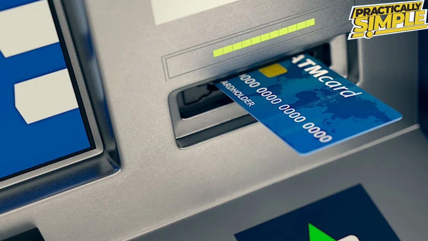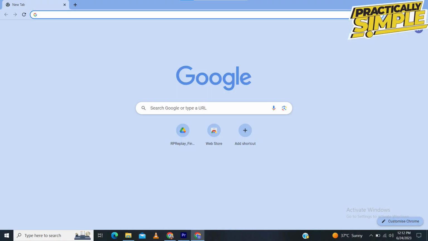But since there is a daily ATM limit, you can only withdraw money within that limit and cannot withdraw more than the withdrawal limit. But for whatever reason, if you need to withdraw more cash than the ATM limit allows, there are a few ways you can get around it.